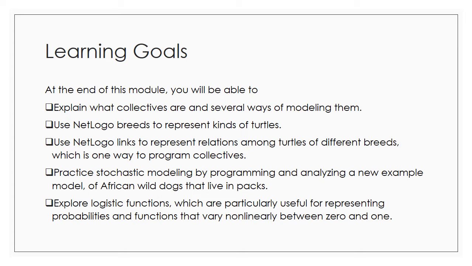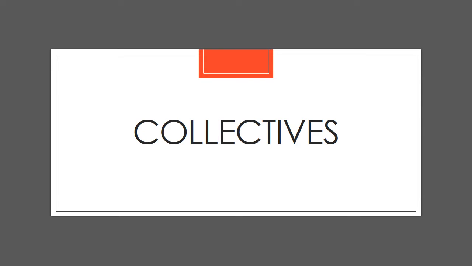This includes using NetLogo breeds to represent kinds of turtles and NetLogo links to represent relations among turtles of different breeds. You will also practice stochastic modeling by programming and analyzing a new example model of African wild dogs that live in packs, and we will explore logistic functions, which are particularly useful for representing probabilities and functions that vary non-linearly between 0 and 1. So, on to collectives.